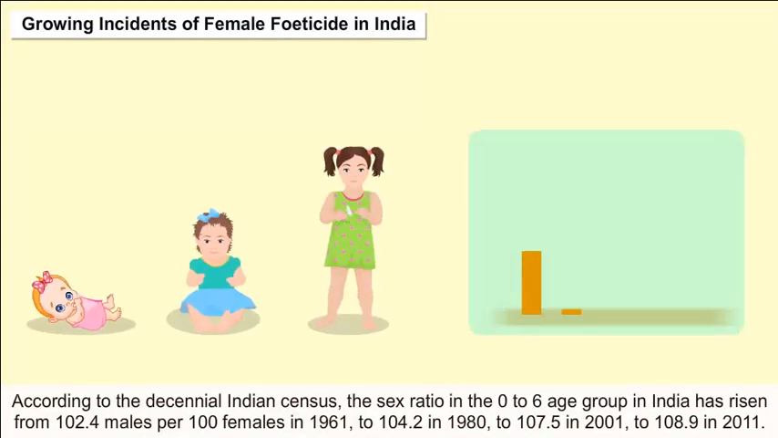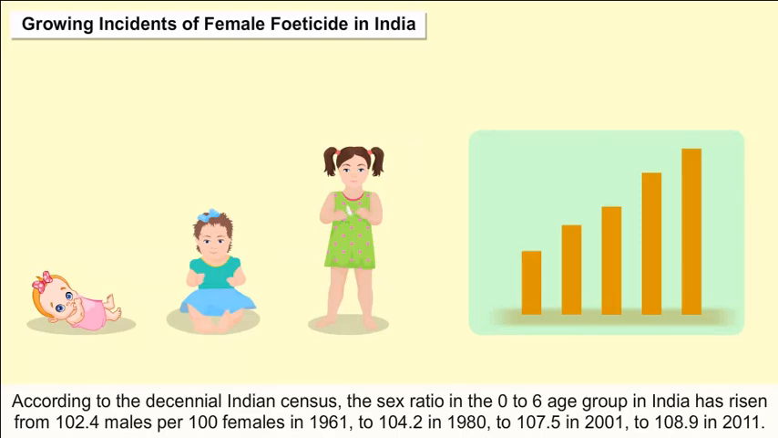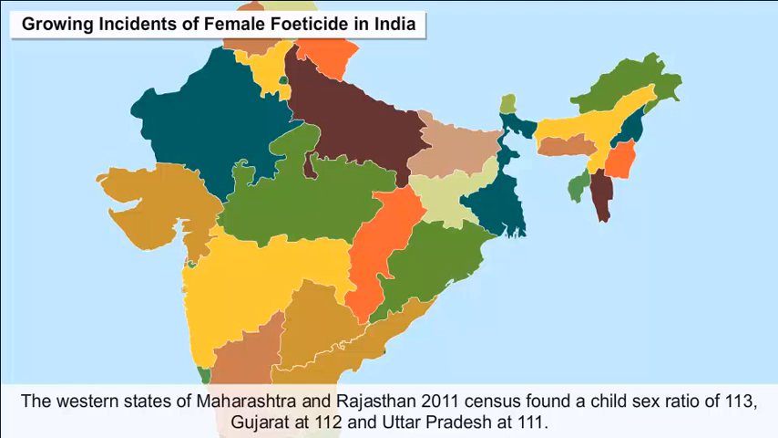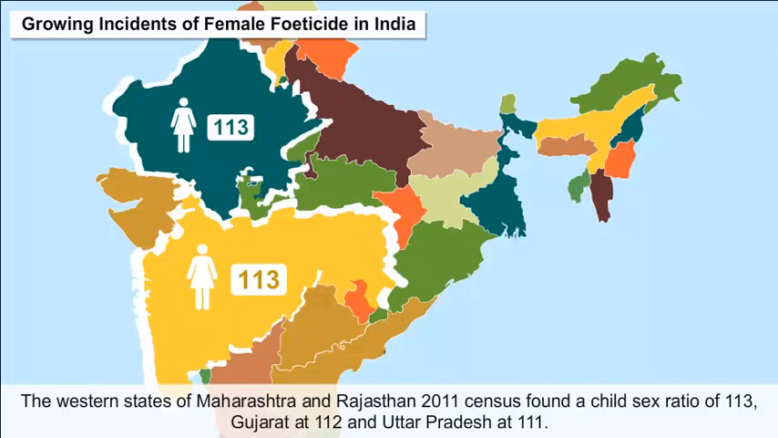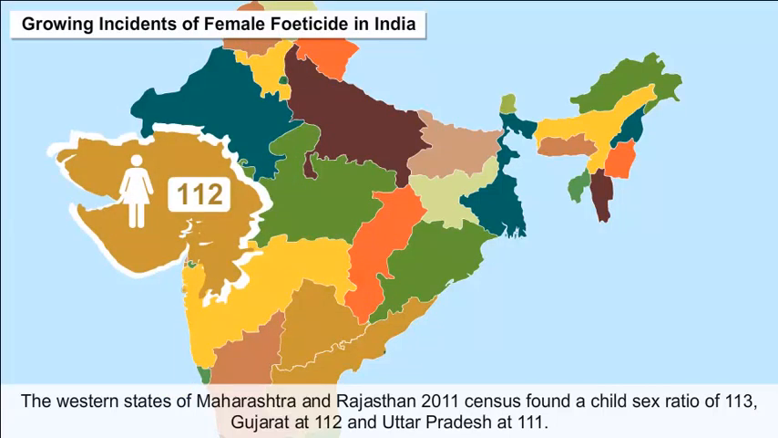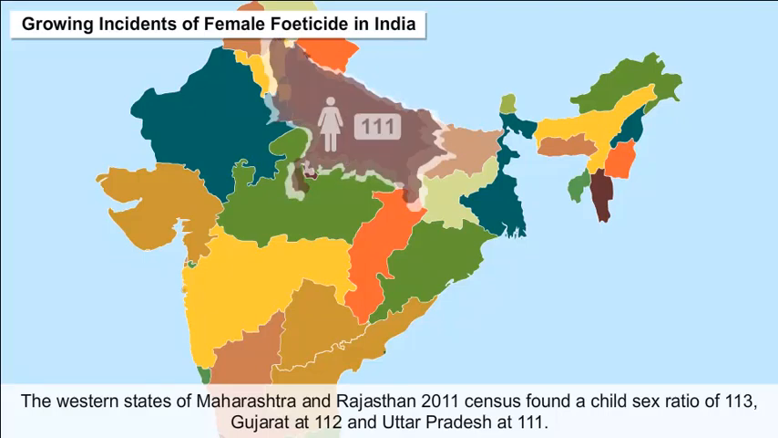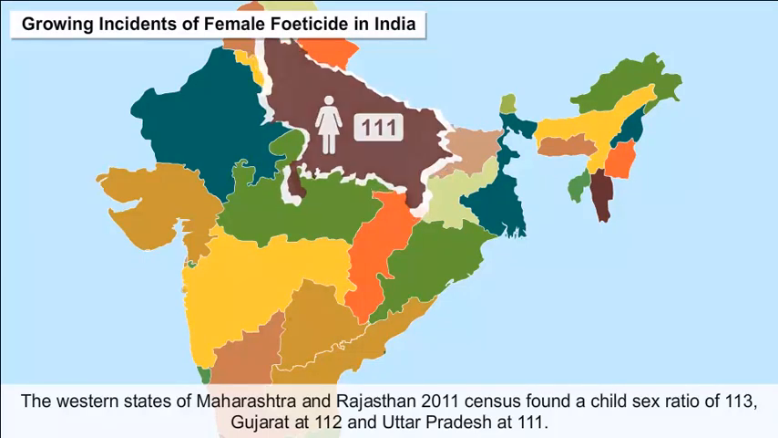According to the decennial Indian census, the sex ratio in the 0 to 6 age group in India has risen from 102.4 males per 100 females in 1961 to 104.2 in 1980, to 107.5 in 2001, to 108.9 in 2011. In the western states, the 2011 census found a child sex ratio of 113 in Maharashtra and Rajasthan, Gujarat at 112 and Uttar Pradesh at 111.